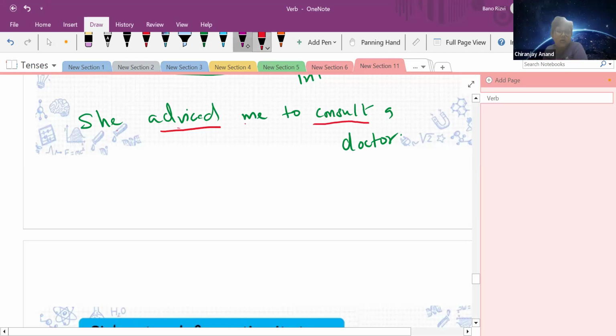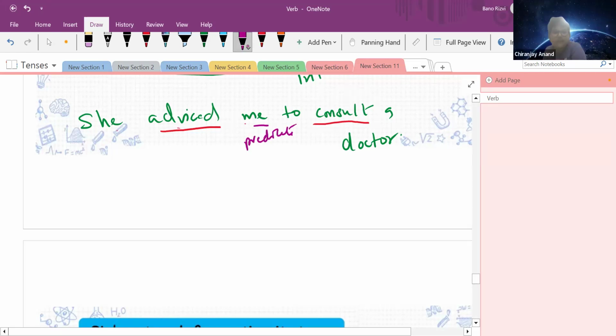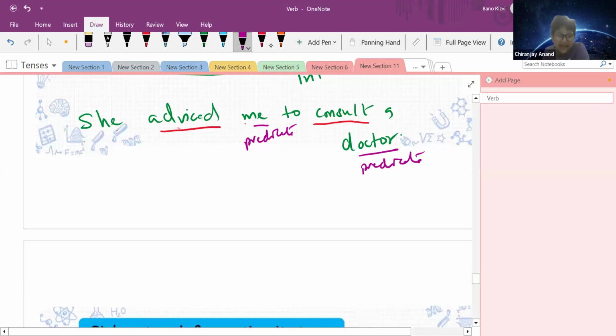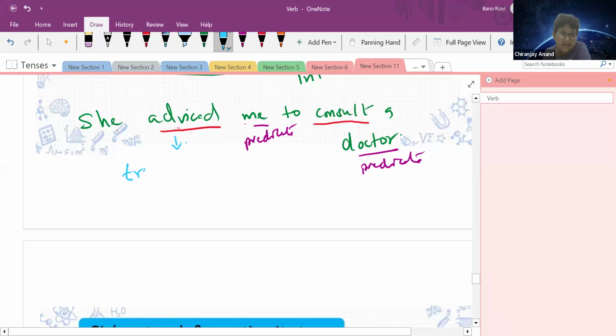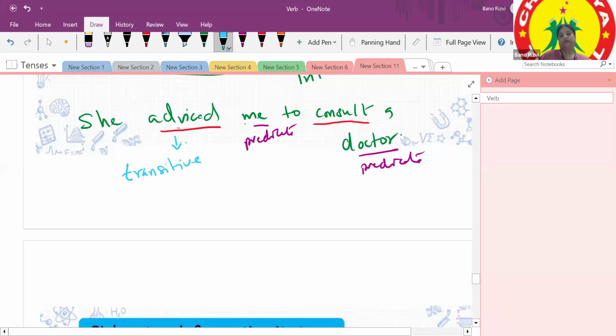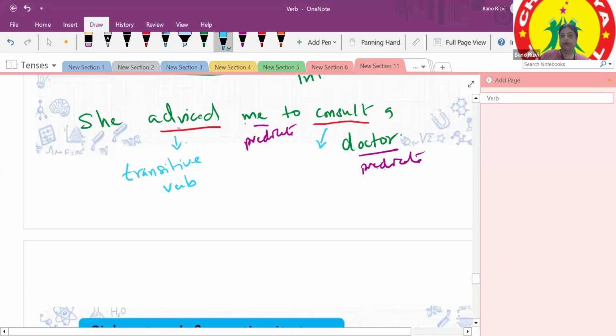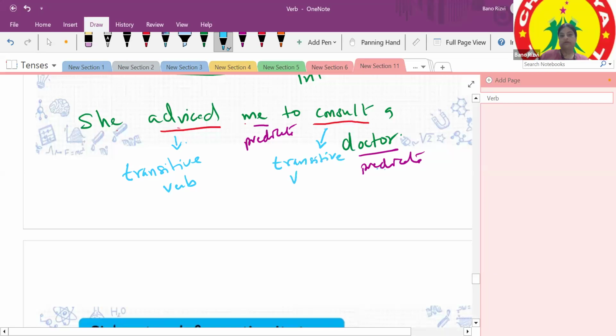So what is "me"? Me is the predicate. Also "doctor" is the predicate. So advised is what type of verb? Transitive verb. Yes. Also consult, because consult has a predicate. Consult who? Consult doctor. So this is also a transitive verb.